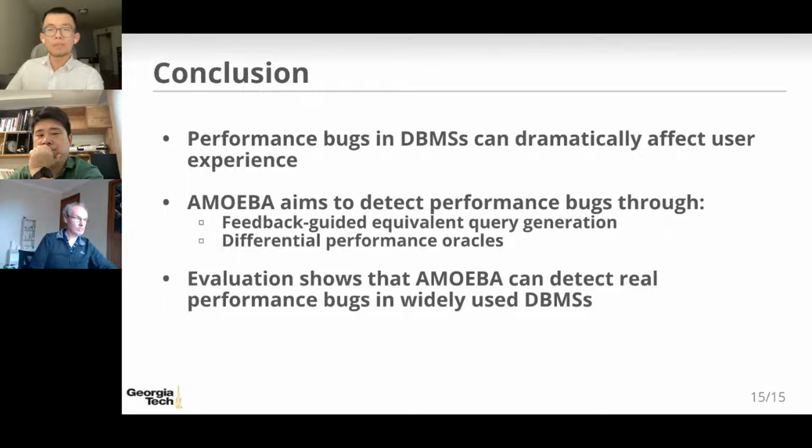To conclude, performance bugs can cause significant delays in DBMS responses and dramatically affect the user experience. Amoeba is able to detect such performance bugs by having a feedback-guided equivalent query generation technique, which allows Amoeba to leverage equivalent queries as differential performance oracles for finding performance bugs. Our evaluation on 2 DBMS is promising, showing that Amoeba can, at least in some cases, detect real performance bugs in widely used DBMS and provide useful information to developers.